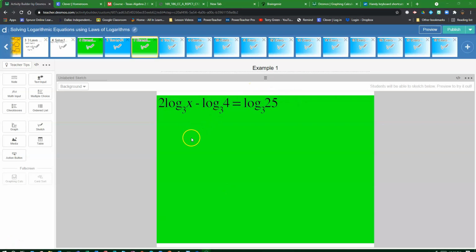Okay, in this example, you notice that we are subtracting the logs. So we're going to use the quotient rule of logarithms in order to solve this problem. And we'll also need the power rule as well, because we can't really use the quotient rule with that 2 out there in front of the log. So I'm going to use the power rule first, and then the quotient rule second. So let's rewrite the expression using the power rule first.